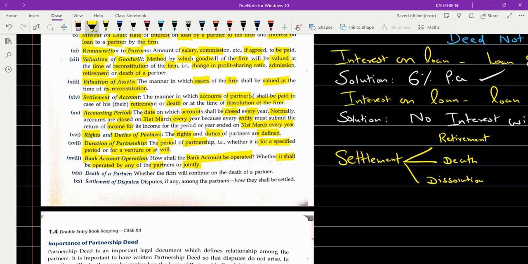The next important thing is all about the death of a partner. If suppose a partner demises, what will happen to the firm? Whether the firm will continue with the remaining partners or they will not continue and will close the business. That should be mentioned very well in your partnership deed. So whether the firm will continue on the death of a partner.